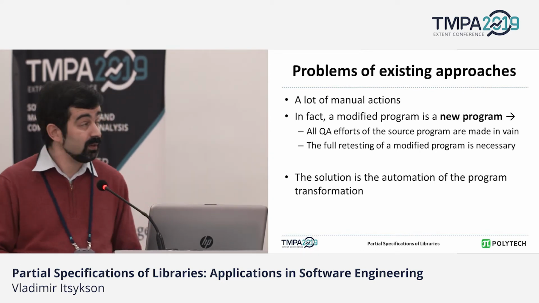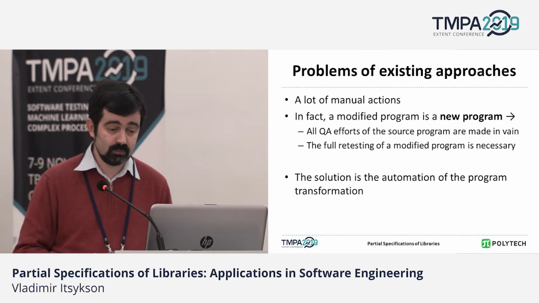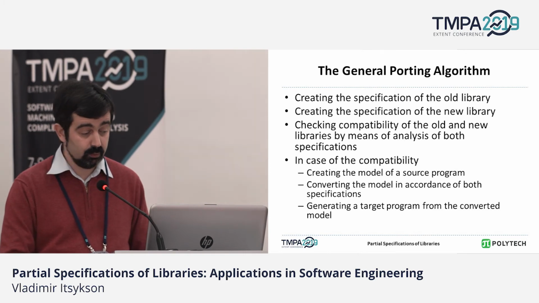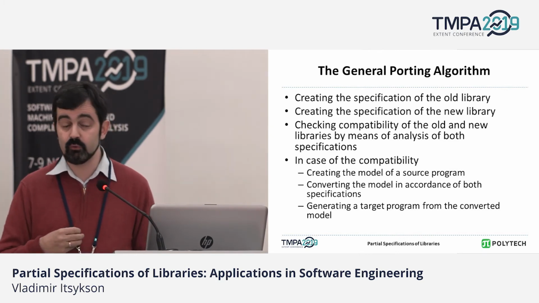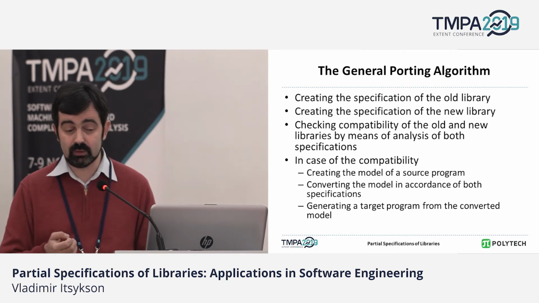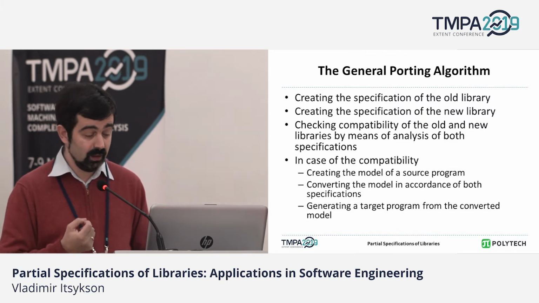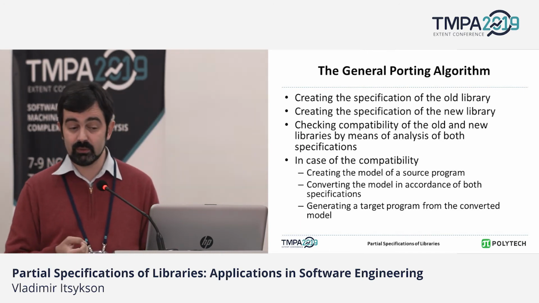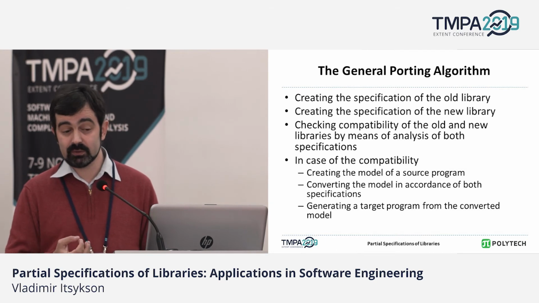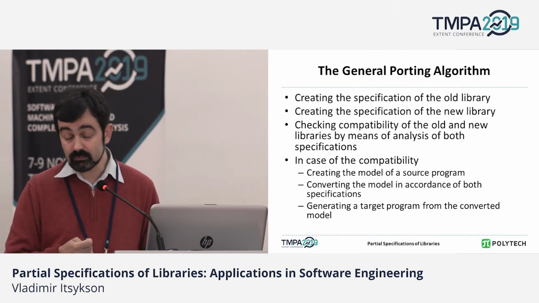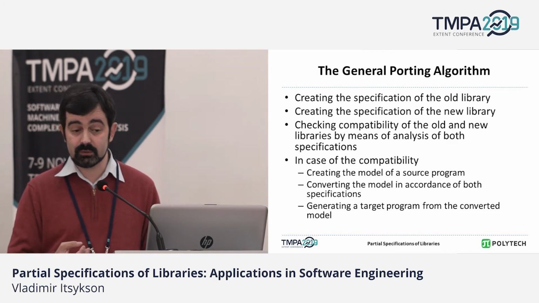And our approach is to automate the program transformation from an old to a new library. Our general algorithm is the following. We create a specification of the old library by using the LibSL language. We create a specification of the new library. After that, we implement an algorithm that checks compatibility between the old library and the new library. And if the new and old libraries are compatible, then we build a model of the source program, models of the libraries, and we implement an algorithm to translate the model of the old source program to the new one, and after that generate source code of the new program.